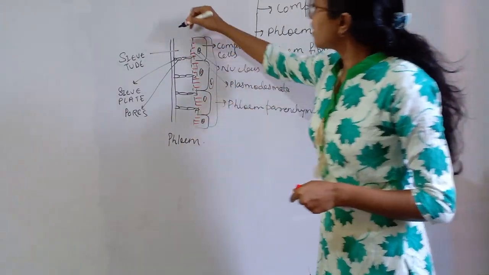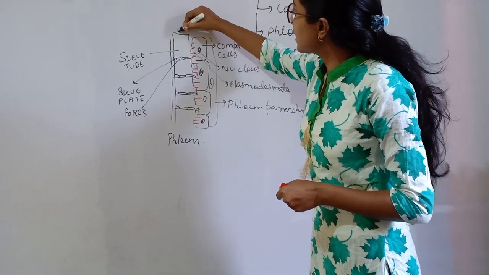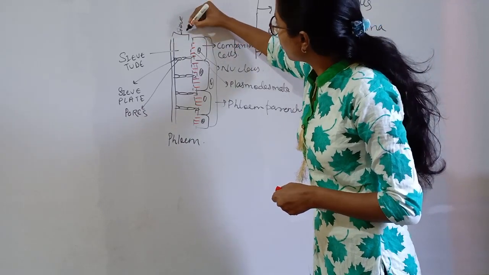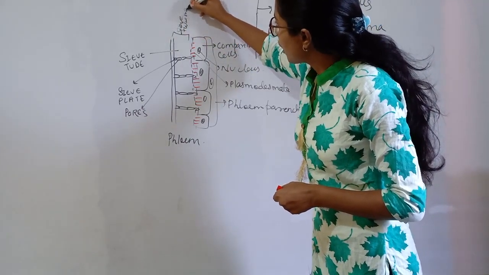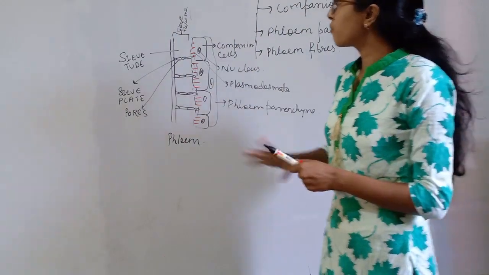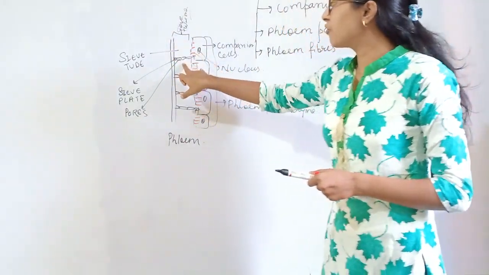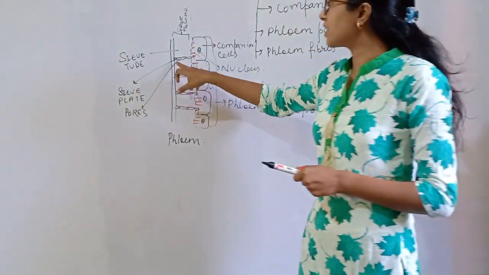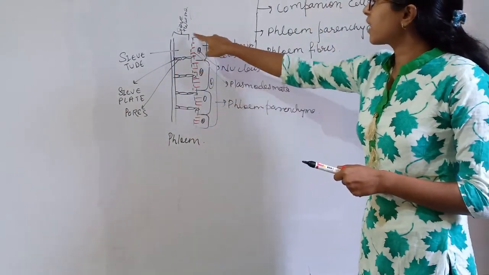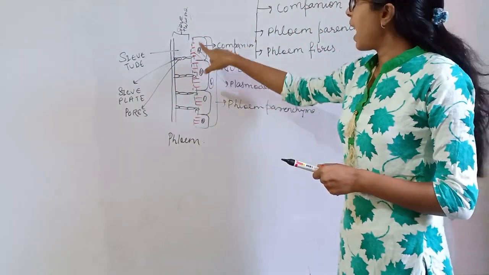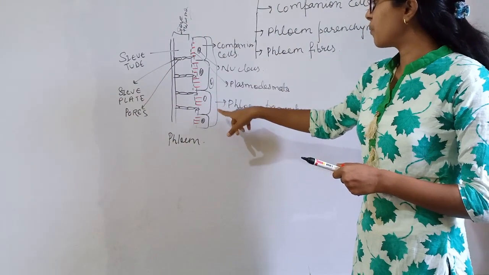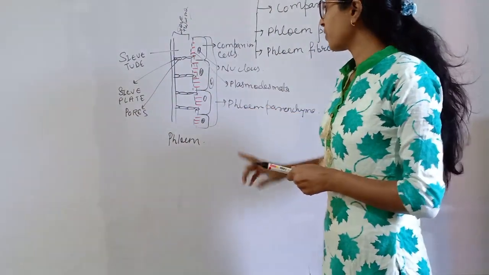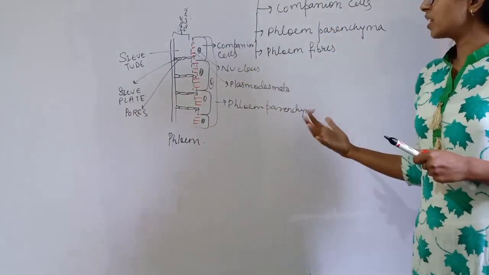So this whole is the sieve tube member. So what are the sieve tube members? Sieve tube members are the sieve tube, sieve plate and the pores present in the sieve plate. And then this side is the companion cells, and after the companion cells is the phloem parenchyma. Now one by one we'll see what their functions are.